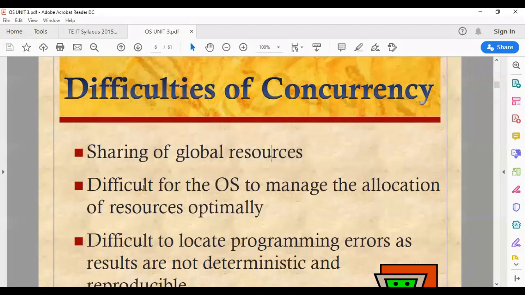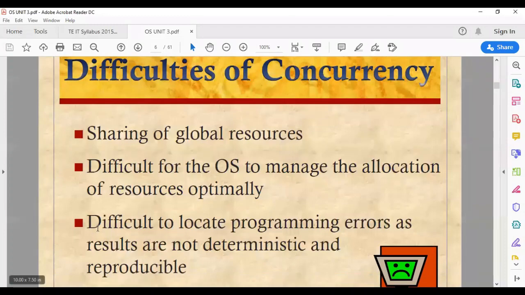The second one is that it is difficult for the OS to manage the allocation of resources optimally. Each and every process should get the resource. So how optimally, or how minimum time, will be given to each process for execution? How minimum resource will be allocated to that process? That is difficult for the operating system: management of allocation of resources optimally.